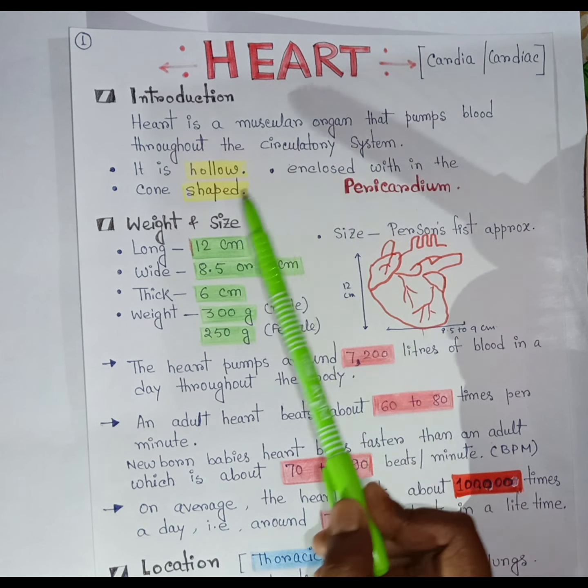An adult heart beats at about 60 to 80 times per minute. Newborn baby's heartbeat is 70 to 190 beats per minute or BPM. It is faster than an adult. On average, a healthy human heart beats 1 lakh times a day, around 3 billion beats in a lifetime.